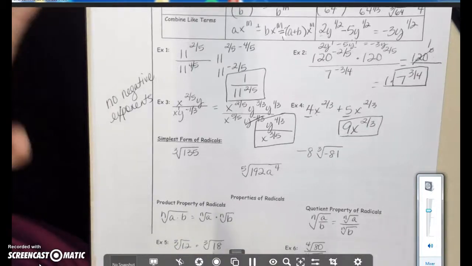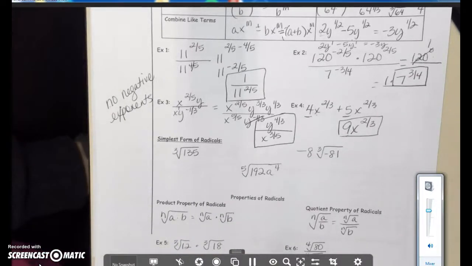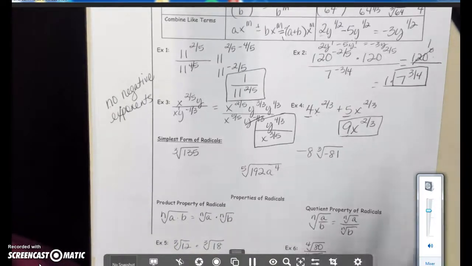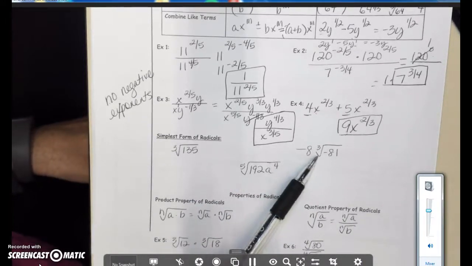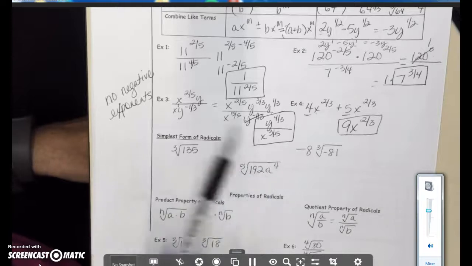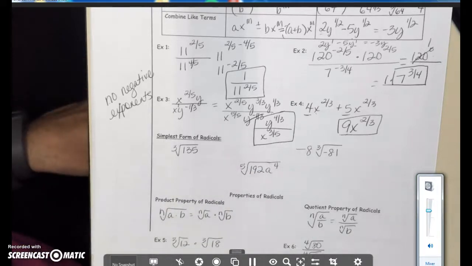Okay, so simplest form of radicals. Now we're just simplifying radicals like we have been, but now instead of always doing square roots, we've got third roots going on, fifth roots, and third roots again. If you want to take a minute to write these down, let's do that.